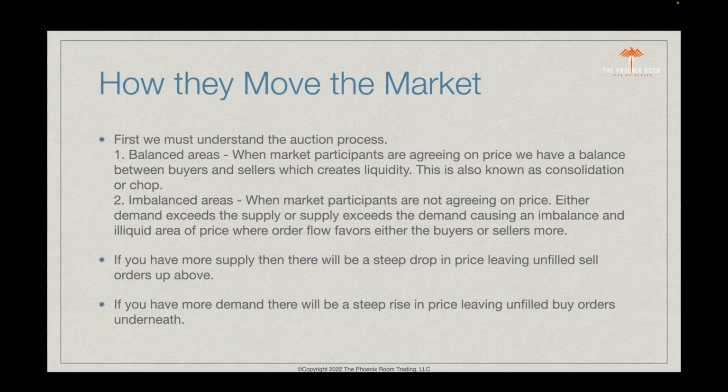Imbalanced areas, when market participants are not agreeing on price, either demand exceeds the supply or supply exceeds the demand, causing an imbalance and an illiquid area of price where order flow favors either the buyers or sellers more. If you have more supply, then there will be a steep drop in price, leaving unfilled sell orders up above. If you have more demand, there will be a steep rise in price, leaving unfilled buy orders underneath.